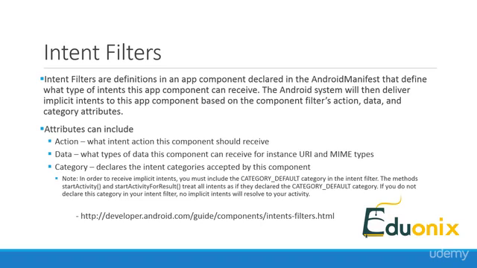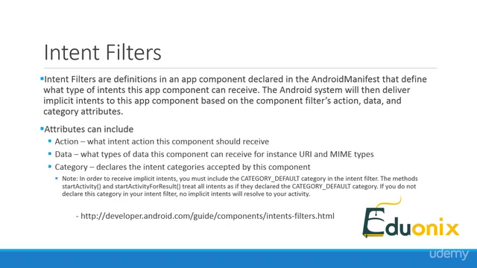Some of the attributes that can be defined in an intent filter are the action, or what intent action this component can handle and should receive; the types of data this component can receive via the intent filter, for instance URIs or MIME types. This can be used, for instance, for opening your application when someone tries to navigate to your website; and the category that the filter can accept.